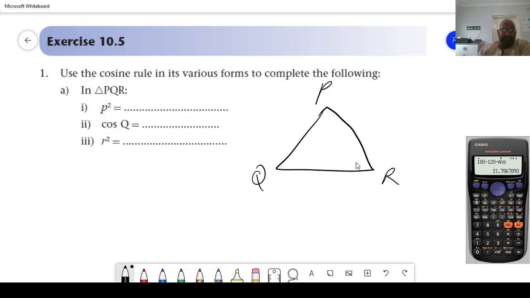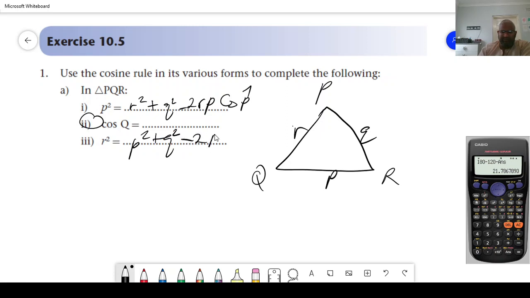Okay. So for angle P, remember lowercase p is there, lowercase r is there, lowercase q is there. So p squared is equal to r squared plus q squared minus 2rp, or pr, cos of angle P. Okay. Let's look at number 3. I'm going to come back to that one now. Number 3 is going to be r squared is equal to p squared plus q squared, as you can see the space is little, minus 2pq cos of angle r.